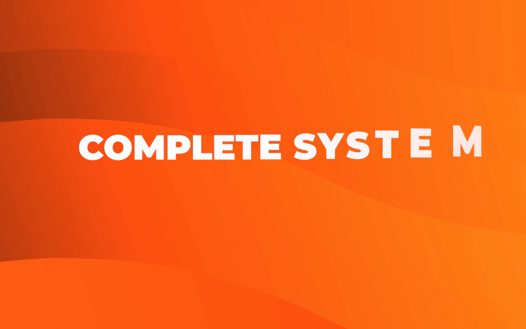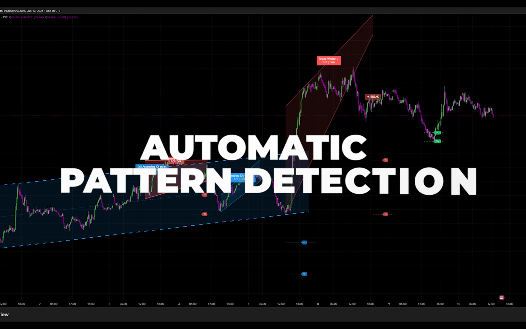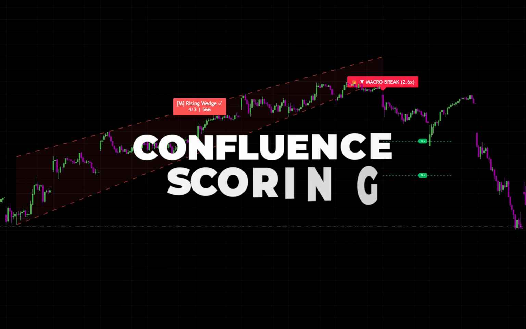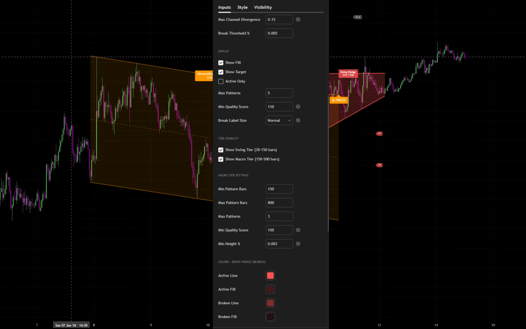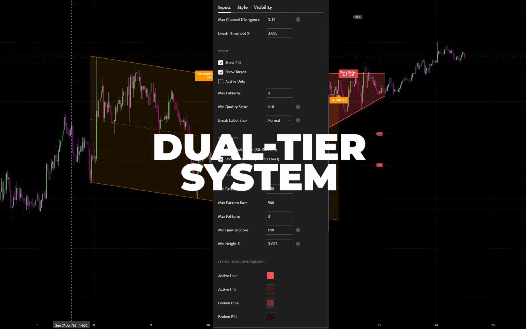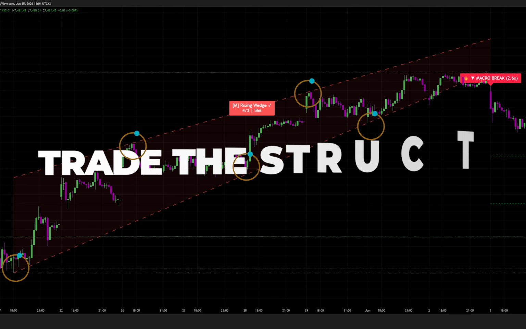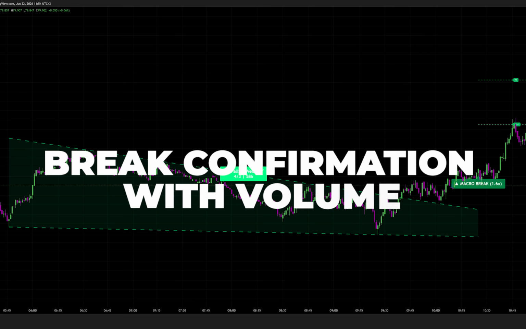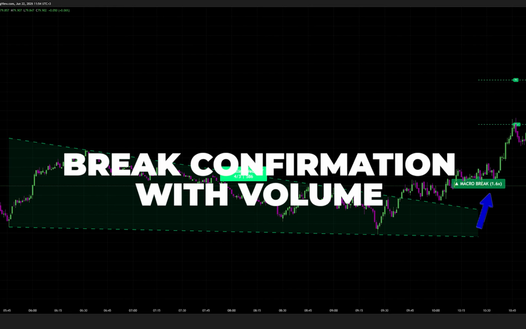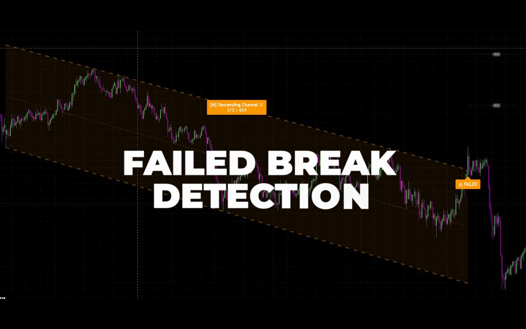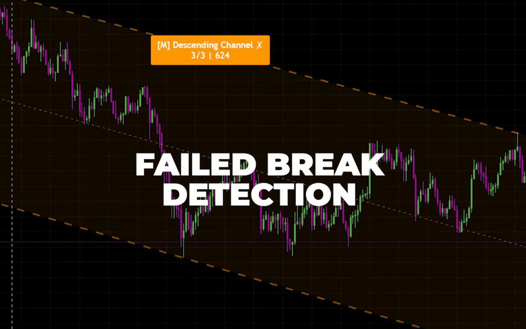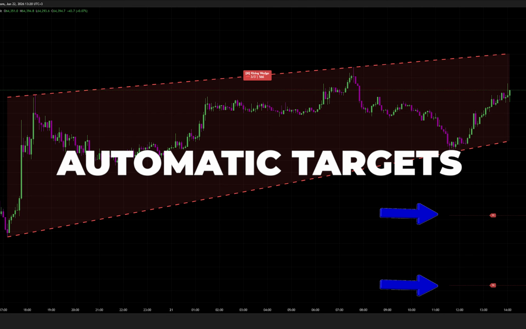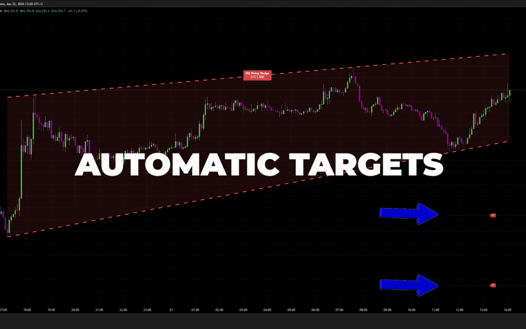That's the complete system, automatic detection across 4 pattern types, quality scoring so you know which parts to watch, dual tier structure so you see both the short-term and dominant picture simultaneously, the ability to trade the structure itself, bounces, fades, reversals, not just the break, volume confirmation so you know if the break has real money behind it, failed break detection so you're never trapped by a fake out again, and auto targets that show you where the move is going from the moment the pattern forms.